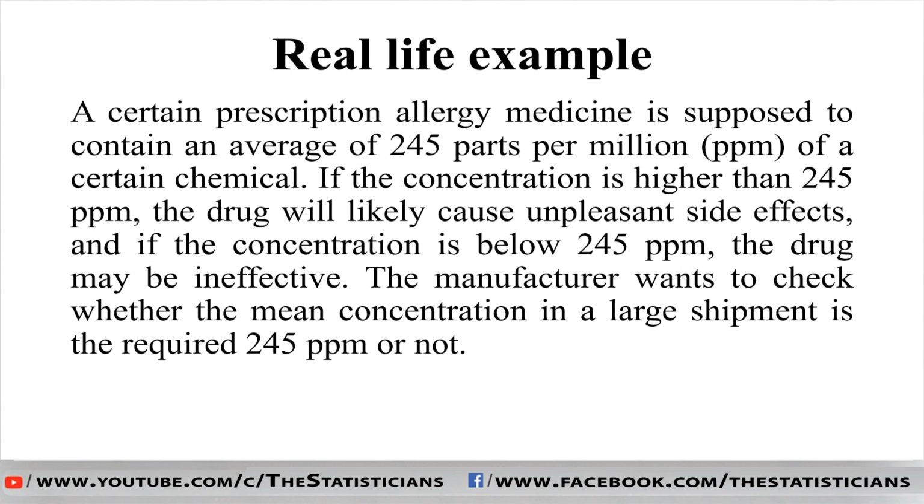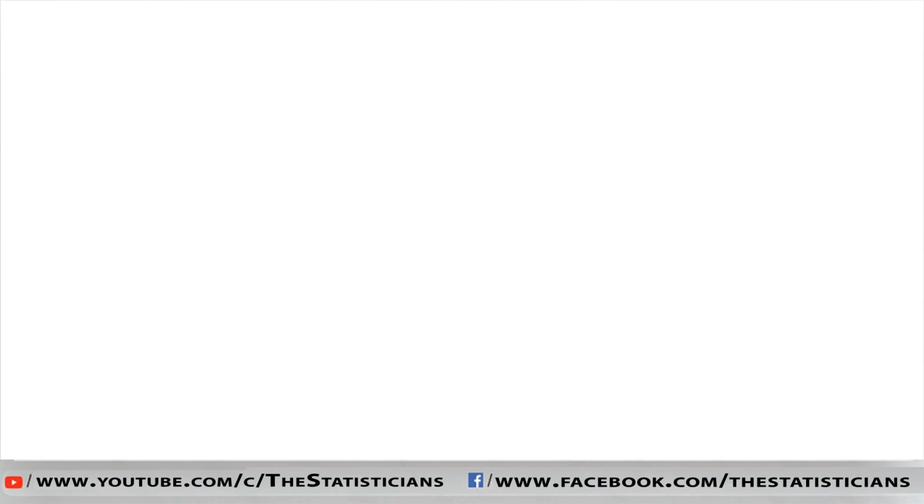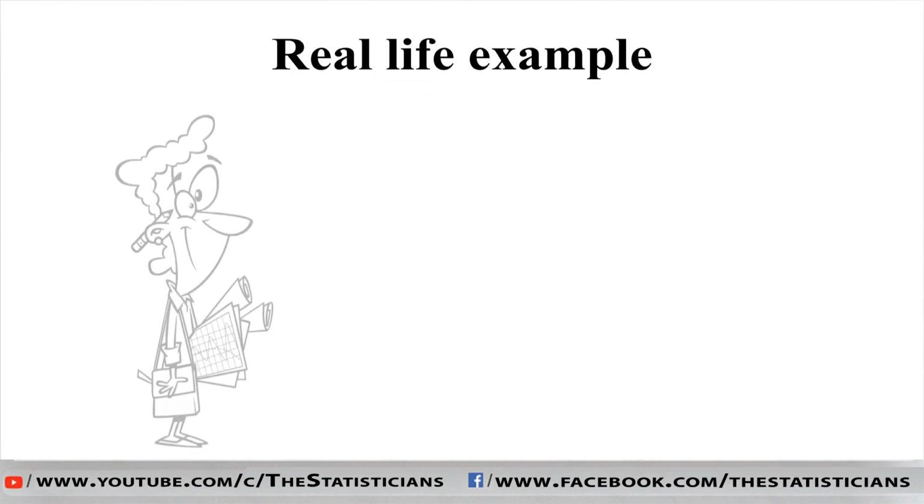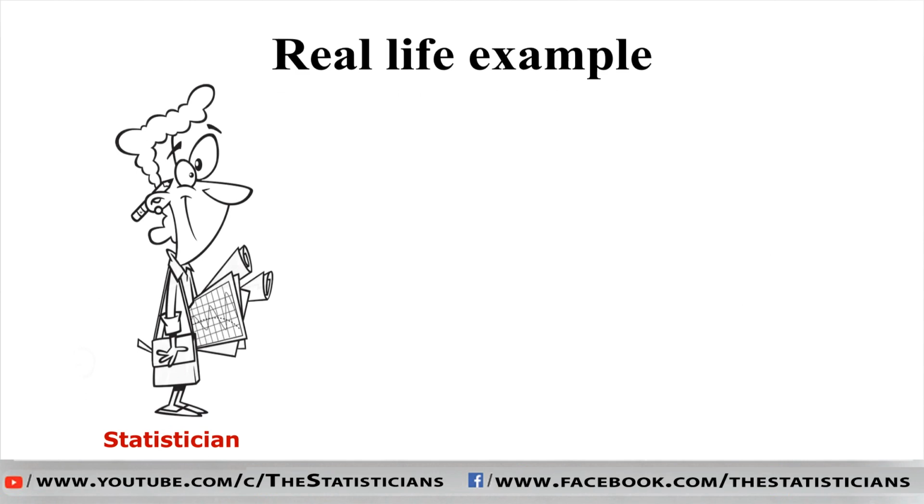A certain prescription allergy medicine is supposed to contain an average of 245 parts per million of a certain chemical. If the concentration is higher than 245 ppm, the drug will likely cause unpleasant side effects, and if the concentration is below 245, the drug may be ineffective. The manufacturer wants to check whether the mean concentration in a large shipment is the required 245 or not. The manufacturer can't open up all the shipment to check, as then they would not be able to sell it. So he decided to hire a statistician for a statistical test.